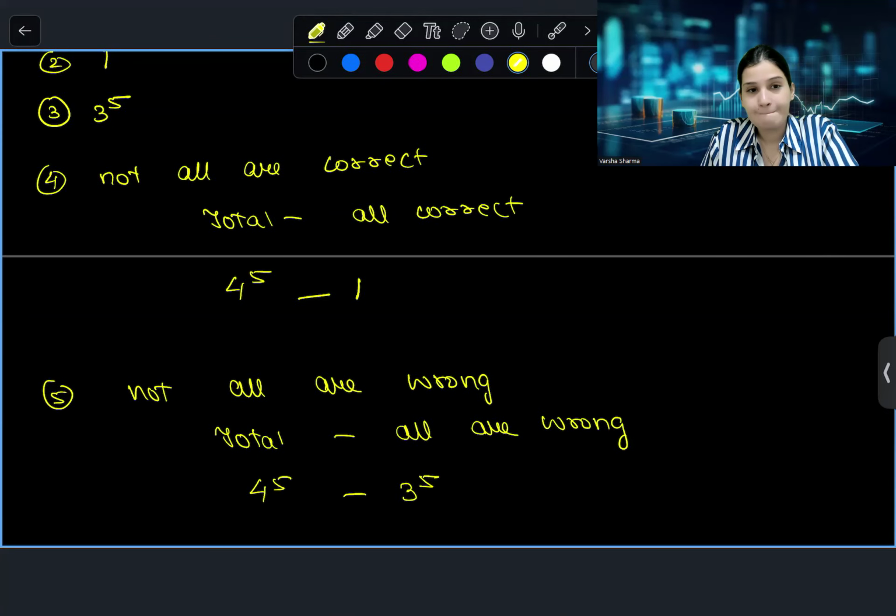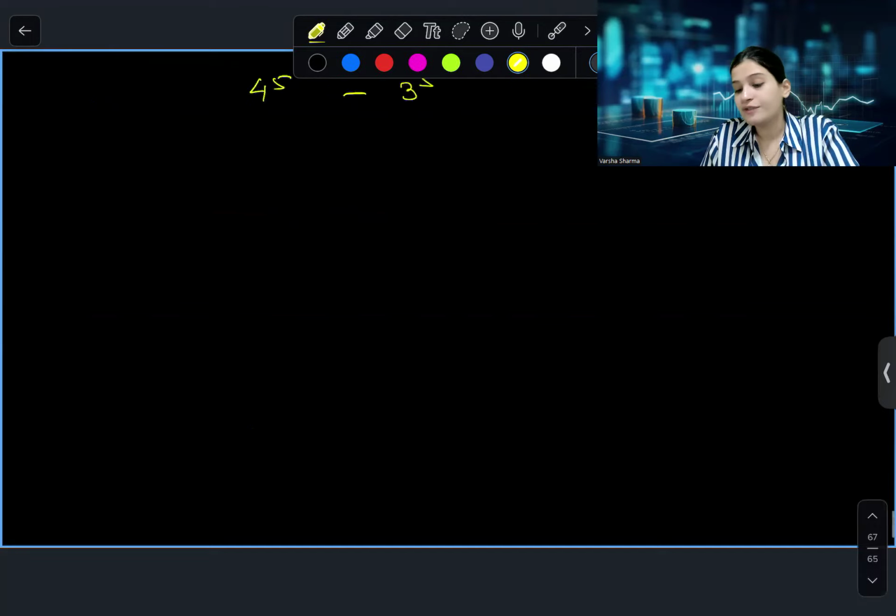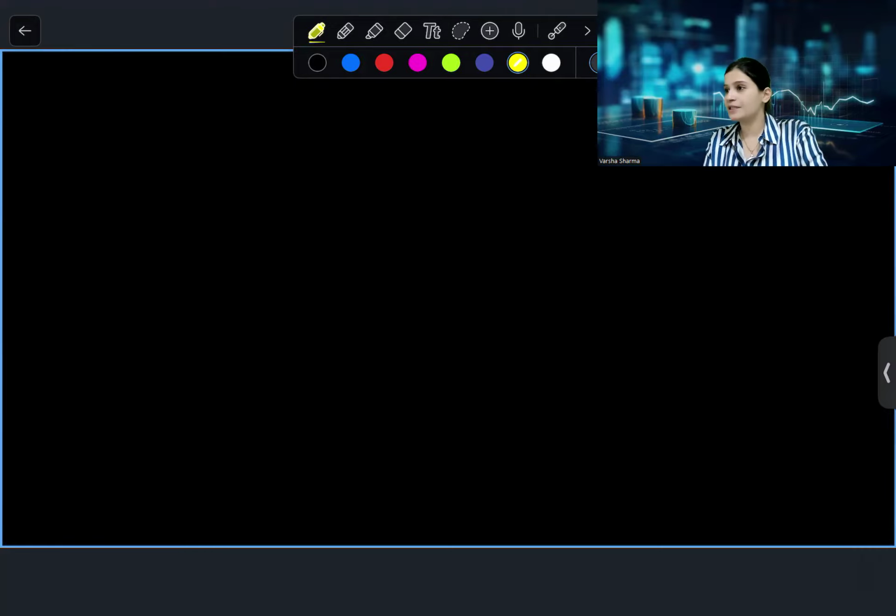First, this is the case where we use addition, multiplication and basic principles. No formula, nothing, pure common sense. Clear? Now we'll move on to the formula part.